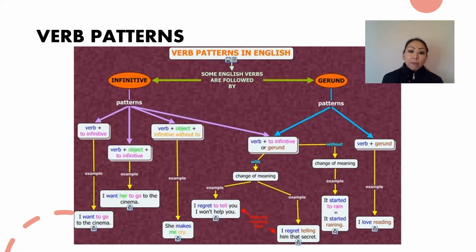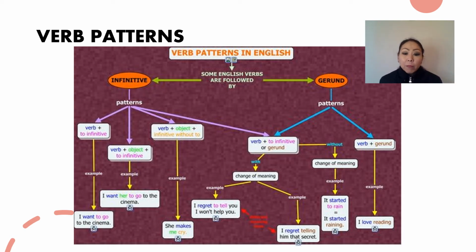Verb patterns, we have two, okay? Some are followed by an infinitive, others are followed by gerunds. The patterns: verb plus to plus infinitive, verb plus object plus infinitive, verb plus object plus to plus infinitive. Here we have examples like, I want to go to the cinema. Yo quiero ir al cine. I want her to go to the cinema. Yo quiero que ella vaya al cine. She makes me cry. Ella me hace llorar.